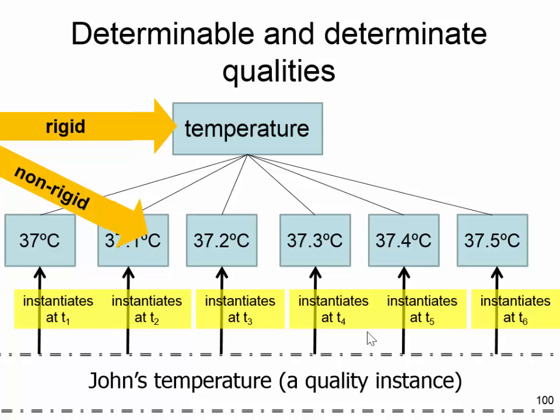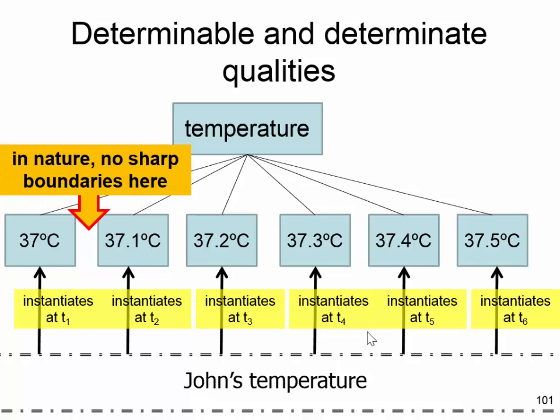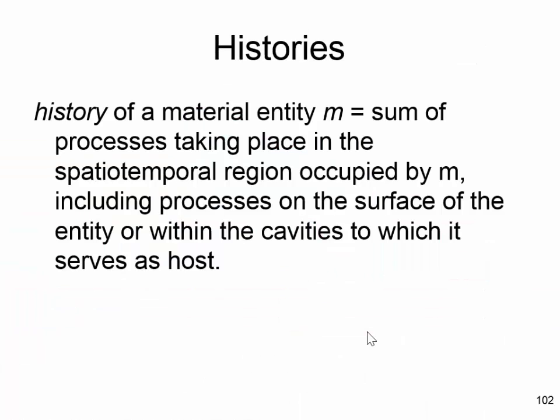So we represent them as if they have sharp boundaries, but that's an artifact of the way in which we capture measurement data. Another addition in BFO 2.0 is the addition of the universal history. The history of a material entity is the sum of all the processes taking place in the spatial region occupied by that entity. So basically, the history of an organism is the organism's life, which is defined precisely in this way. And there is a one-to-one correspondence between material entities and histories.